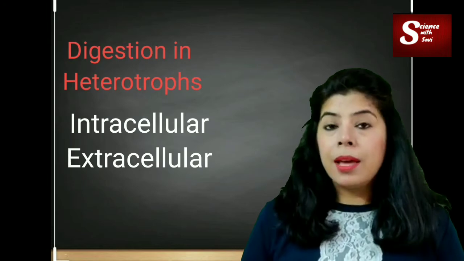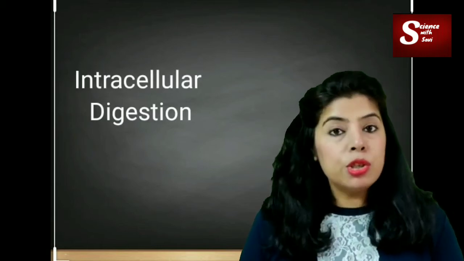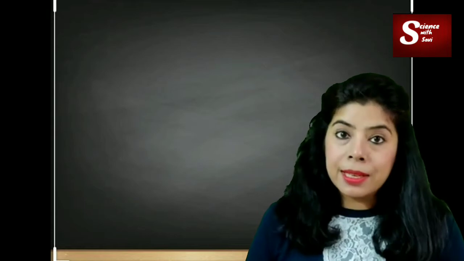Now, digestion in heterotrophic organisms like animals can be further divided into 2 types. One is intracellular and the other is extracellular. This is very important. You need to understand it. Let me come to the first one, that is intracellular. When I say intra, it means something inside. So intracellular means a digestion which is taking place inside the cell. That is, all the 5 steps which we discussed now are taking place inside the cell.